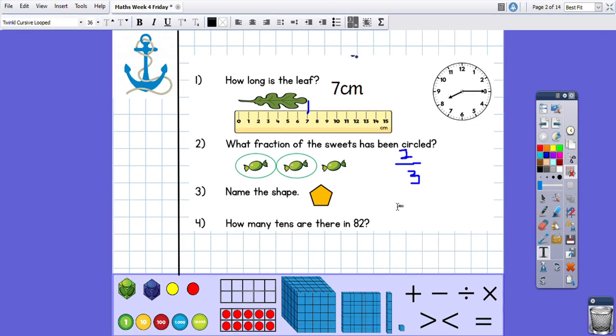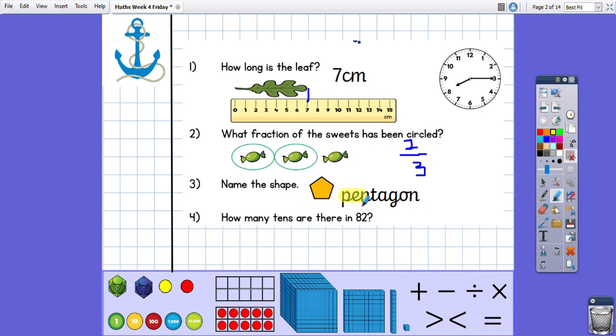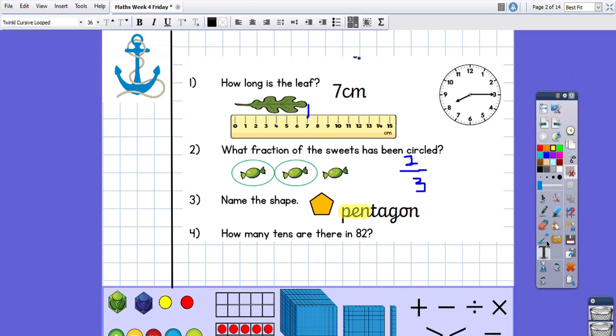Question 3 is naming the shape, and the name of the shape is a pentagon. Okay, now my class know especially the way to remember this. A pentagon has 1, 2, 3, 4, 5 sides, and my top tip to remember a pentagon has 5 sides is because you hold a pen with 5 fingers, and pentagon has the word pen in it. So that might help you in the future.